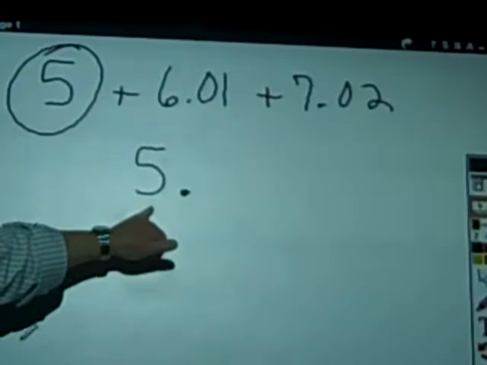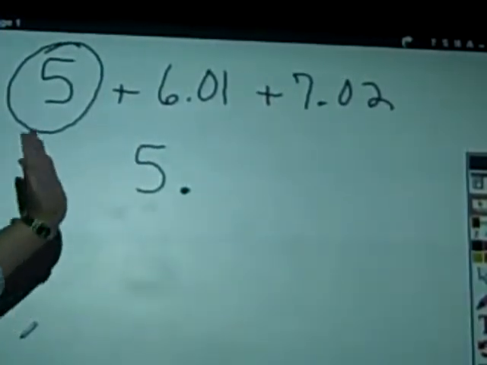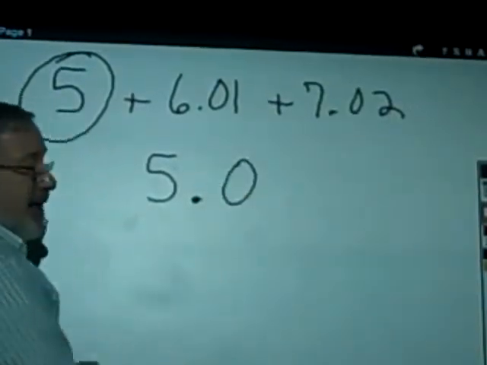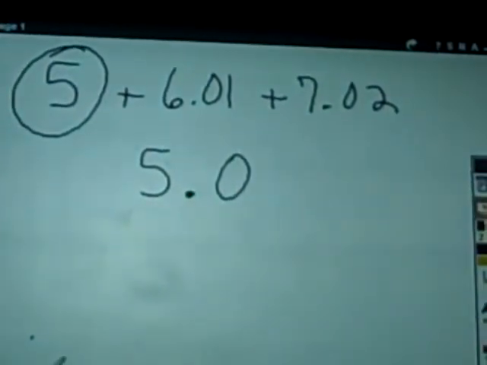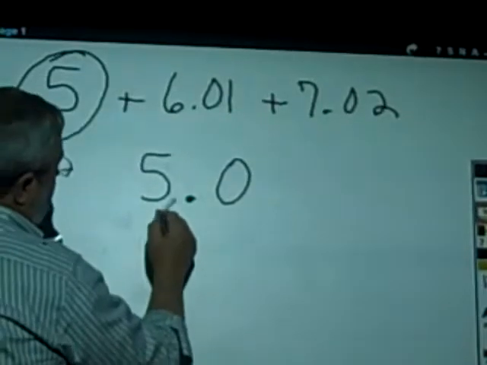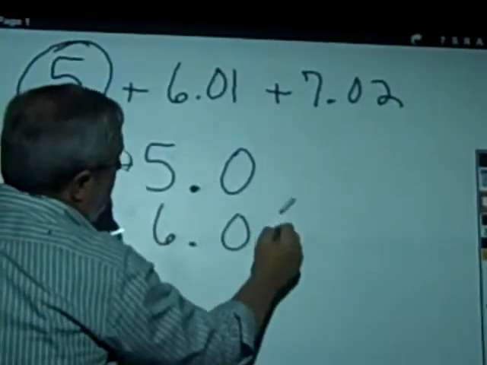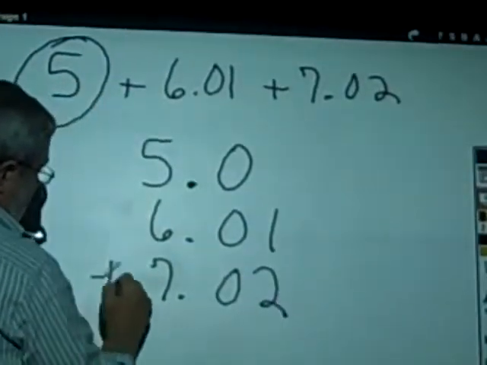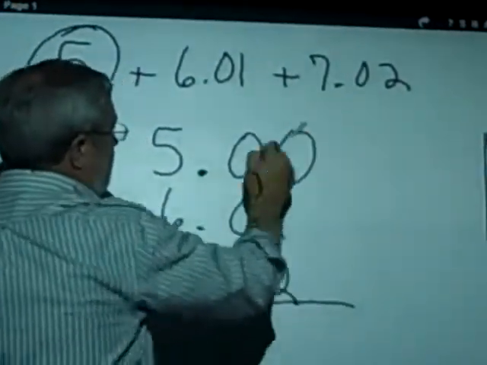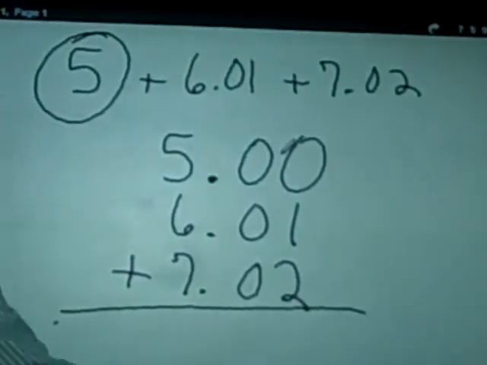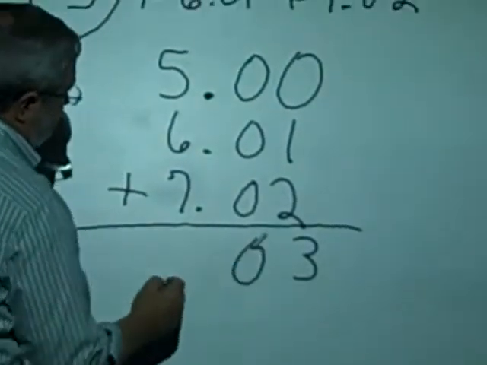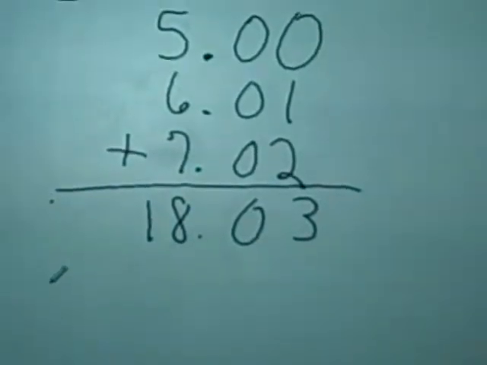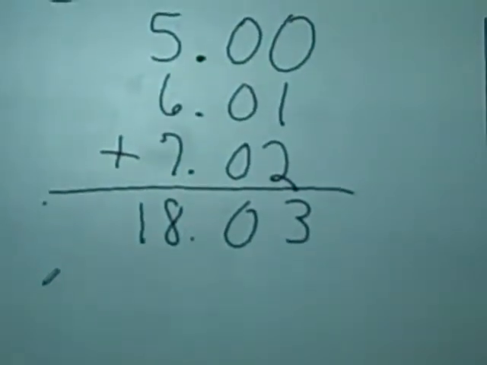And that's where most students have a problem. They forget, just don't remember from last year. But 5.0 is how I would write that as an actual decimal number. Now let's go back and put these with it. 6.01 and then 7.02. Once again, I may fill this in up here with another 0. Add it down. My answer is 18.03 or 18 and 3/100.